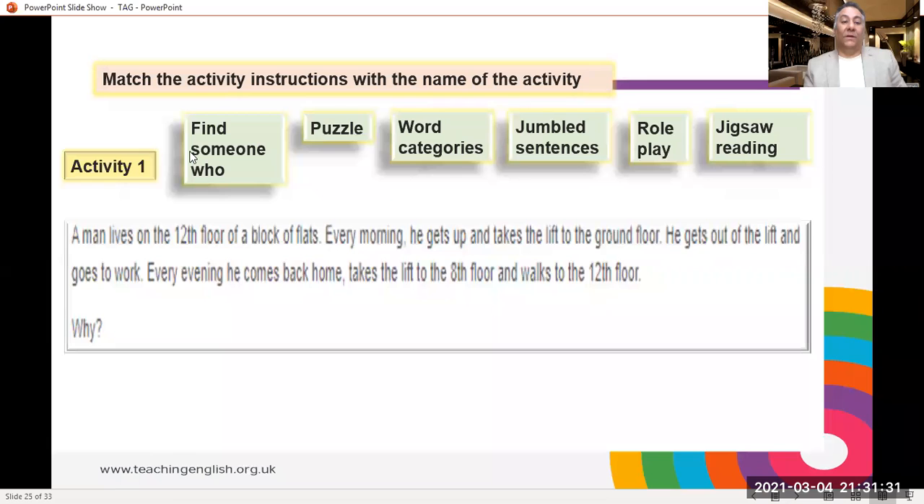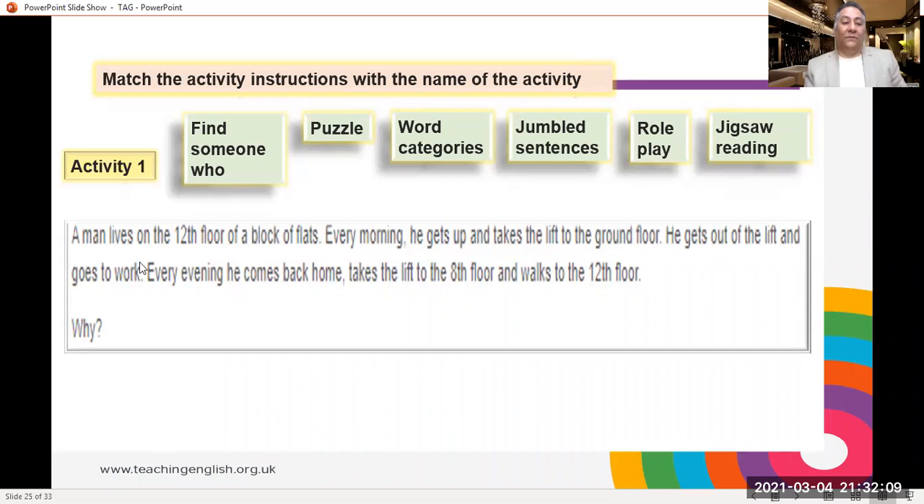You have here some types of activities: find someone who, puzzle, word categories, jumble sentences, role play, jigsaw reading. Match the activity instructions with the name of the activity. We have here instructions for one of these activities. So now I'm going to read the instructions and you decide which one is this activity number 1.